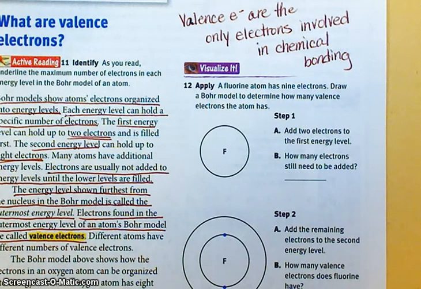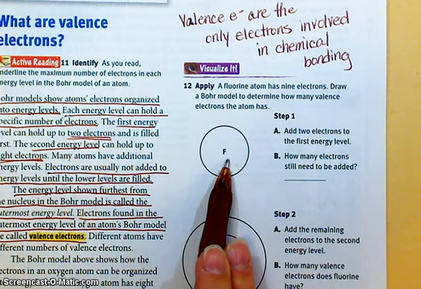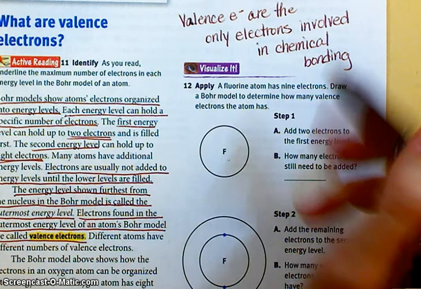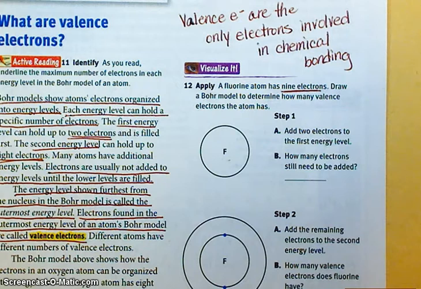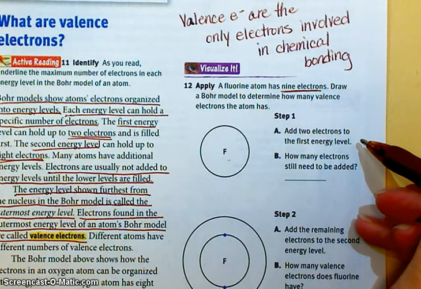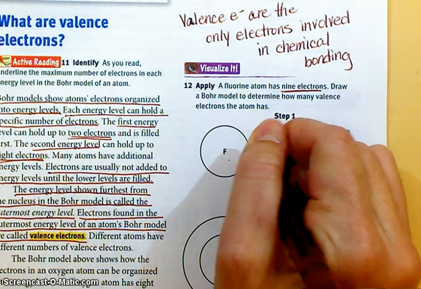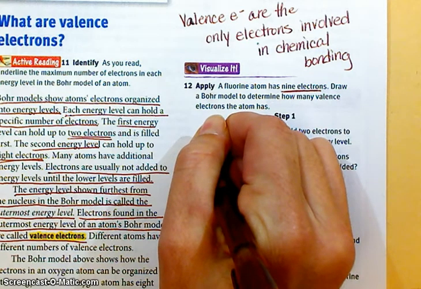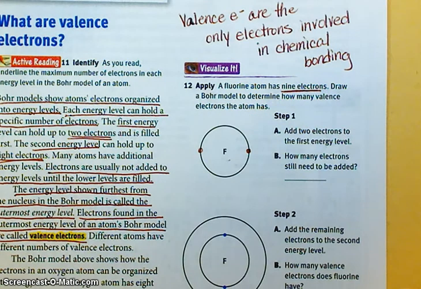Number 12 says a fluorine atom has 9 electrons. Draw a Bohr model to determine how many valence electrons the atom has. First of all, they just put an F in here to represent the nucleus of a fluorine atom. We know that it has 9 electrons. Step 1 is to add 2 electrons to the first energy level. Why are we adding 2 to the first energy level? Because that's the most that the first energy level can hold.